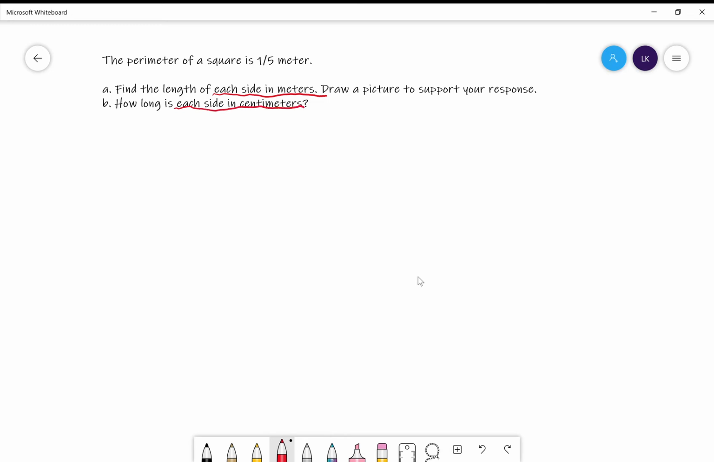And our square is 1/5 meters, and our perimeter is 1/5 meter. So that means the perimeter, the sum of all its sides, is equal to 1/5 meter. So if I was to draw my square, I don't know that side, but I know that if we add this side, this side, this side, and this side together, that would equal 1/5 meter.